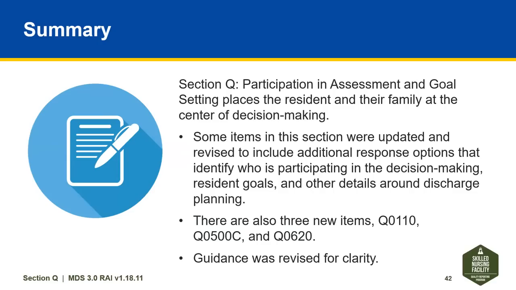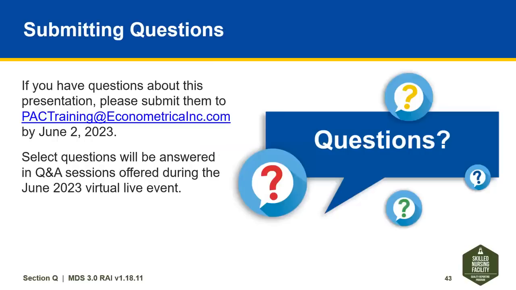Section Q, participation in assessment and goal setting, places the resident and their family at the center of decision-making. Some items in this section were updated and revised to include additional response options that identify who is participating in the decision-making, resident goals, and other details around discharge planning. There are also 3 new items, Q0110, Q0500C, and Q0620. Throughout Section Q, the guidance was revised for clarity.